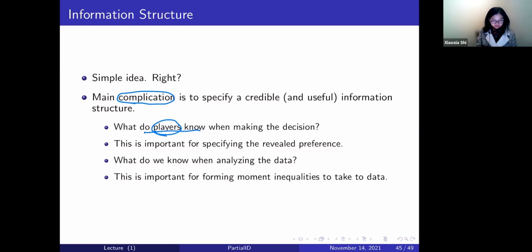And also, it's important to relate that to what the researcher knows in the data, because what we know in the data is the thing that we can take to data, right? You can form a revealed preference inequality conditional on the player's information set, but if we do not know the variables in the information set, the inequality that we set up is not really empirically relevant. We cannot take them to data.